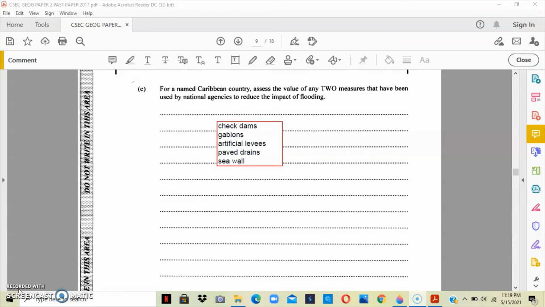We also have seawalls, because some coastal areas are easily flooded when they have a prolonged amount of rainfall. So the development of seawalls helps to reduce flooding in the coastal areas. These measures have been applied in many Caribbean countries. For example, Jamaica has some of these at different sections of the island. So you can always use a named Caribbean country. As I always tell my students, it's best that you use the country that you're from, because you're more knowledgeable about it.